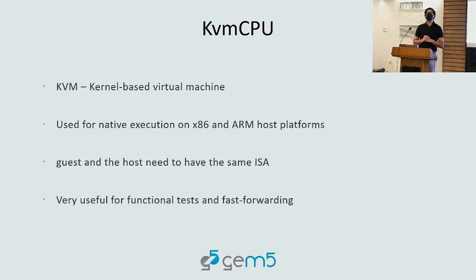And then the other, probably one of the more important classes of CPUs that we have in gem5 is KvmCPU. So are you familiar with KVM? Do you know what KVM, kernel-based virtual machine, is? For those of you who don't know, a very quick introduction: KVM is a module in the Linux kernel that allows the Linux kernel to act as a hypervisor. So in the case of gem5, the KVM CPU models allow you to bypass gem5 and run things natively, right? So you can imagine how fast it could be.